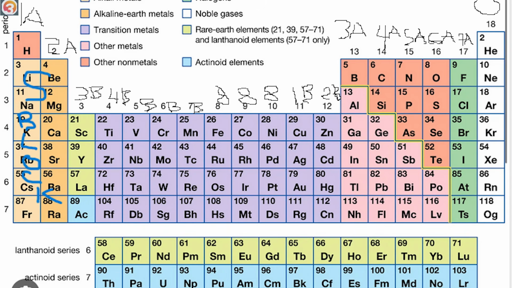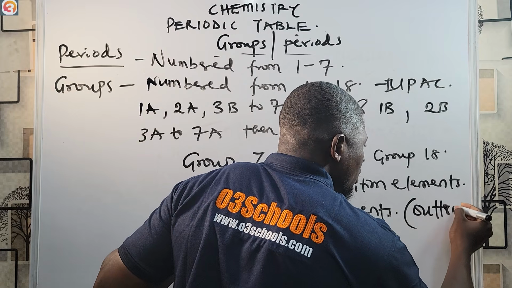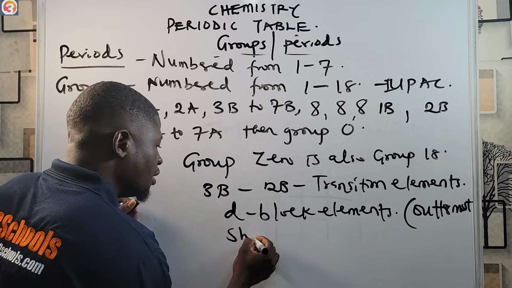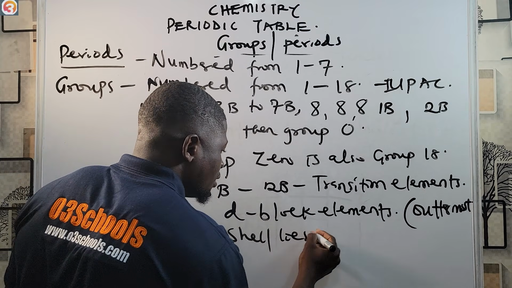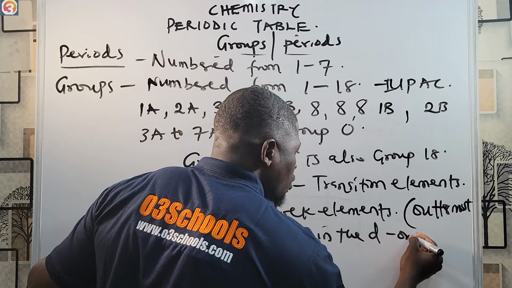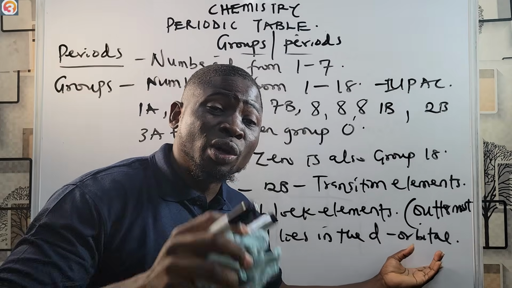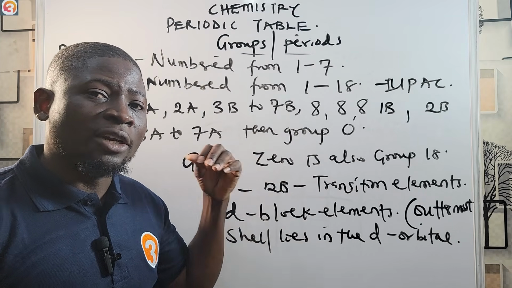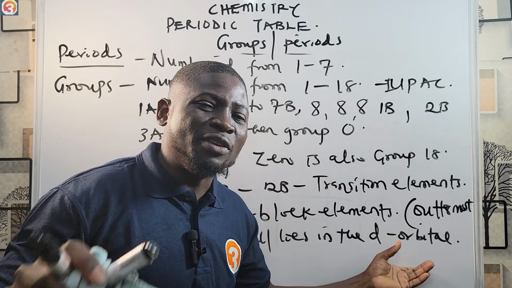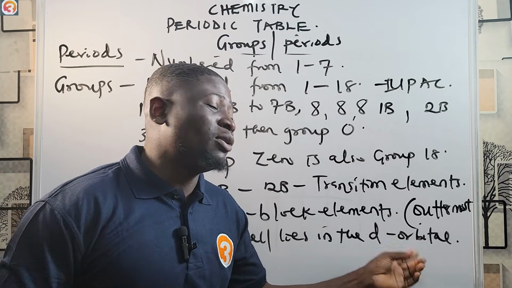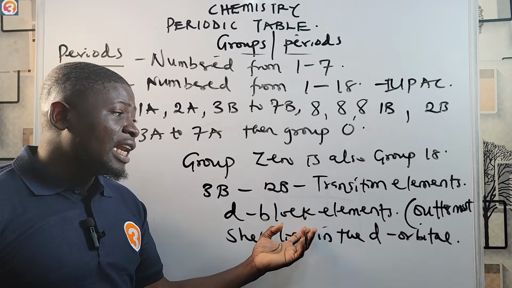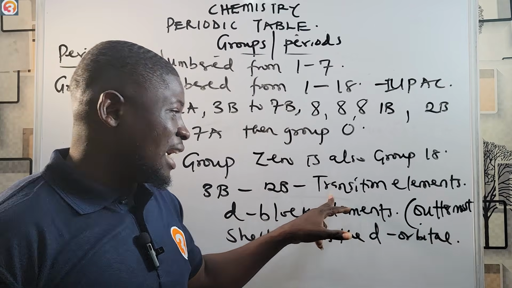So the D block elements are also called the transition elements. And why are they called the D block elements? They are called the D block elements because their outermost electron lies in the d orbital. So you are hearing about orbitals again. If you don't know what orbitals are, go back to our video on electronic configuration and watch it very well, because I'm not going to talk about it again. So the D block elements are the transition elements.